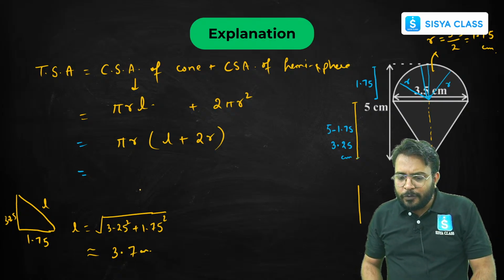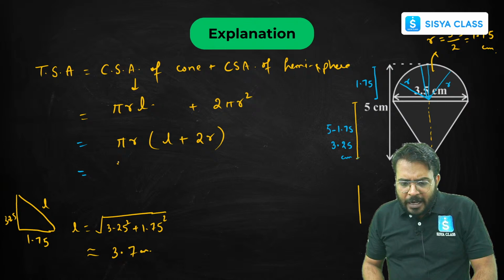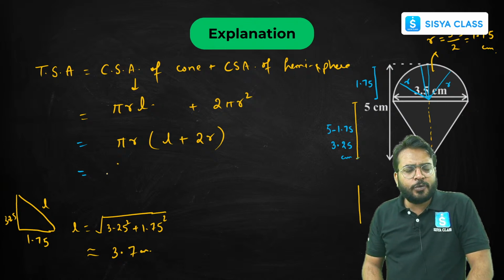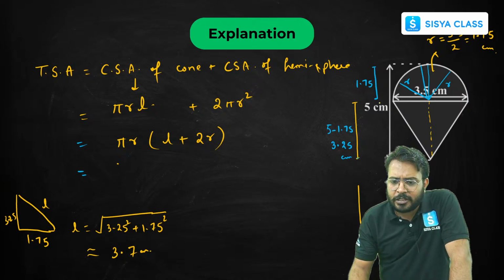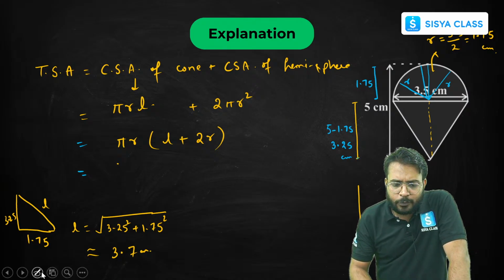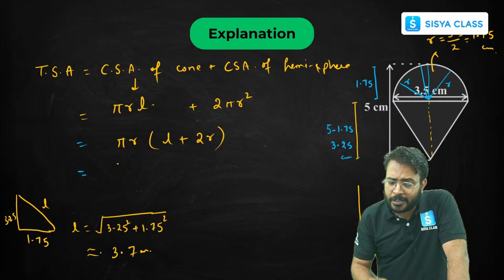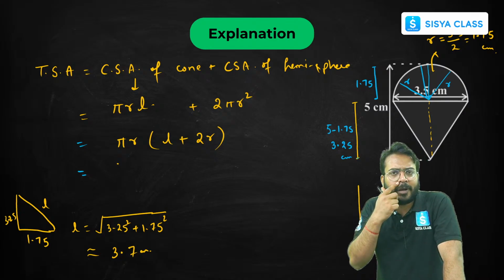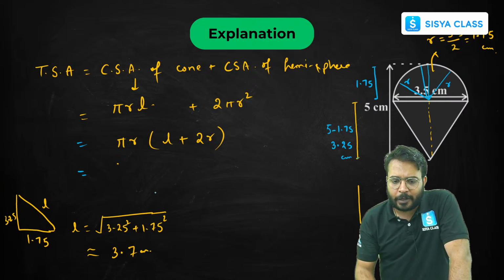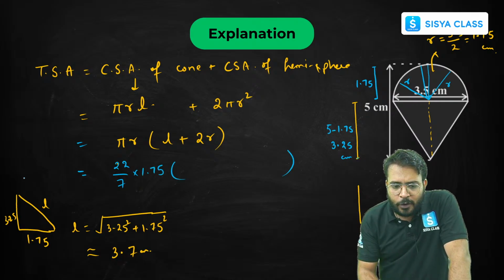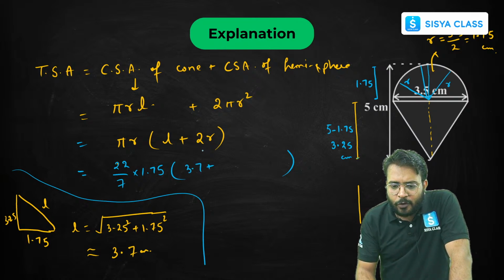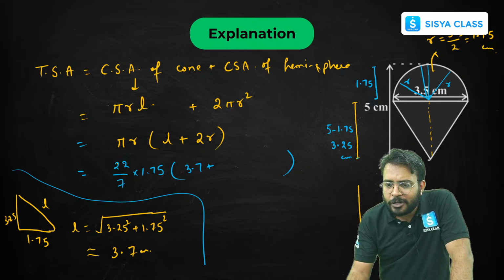Now once you know the value of l, what do we need to use here, 22 by 7 or 3.14? Just see, what is the value of r here? The value of r is 1.75. Will it be divisible by 7? Yes, 7 into 2 is 14, it will be divisible. So that's why we are going to use 22 by 7 here. The r value is 1.75, and now we can substitute the value of l as 3.7, and the value of 2r is going to be 1.75 into 2.